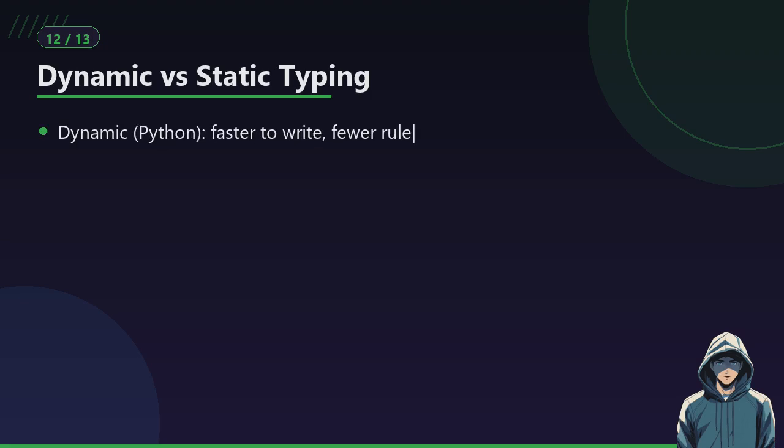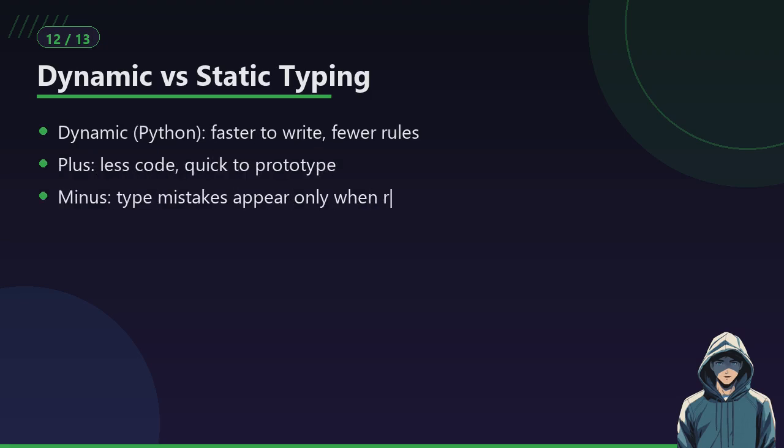Some other languages use static typing, where you must declare a variable's type up front and it can never change. Python's dynamic typing is quicker to write and more flexible, which is great for beginners and fast experiments. The trade-off is that type mistakes might not show up until you actually run the program. In short, dynamic typing trades early error checking for speed and simplicity.